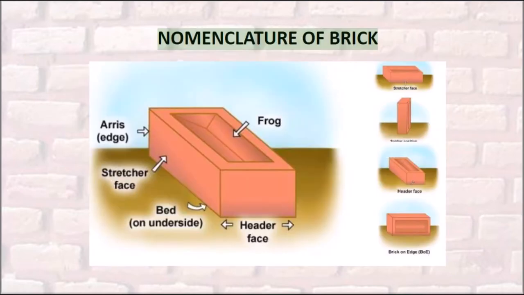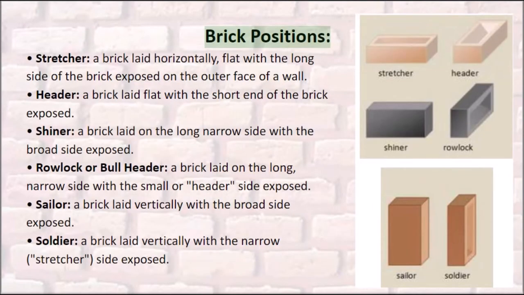Nomenclature of brick. Brick positions. Stretcher, a brick laid horizontally, flat with the long side of the brick exposed on the outer face of a wall. Header, a brick laid flat with the short end of the brick exposed. Shiner, a brick laid on the long narrow side with the broad side exposed. Rowlock or bull header, a brick laid on the long, narrow side with the small or header side exposed.